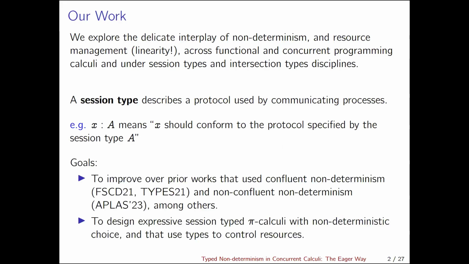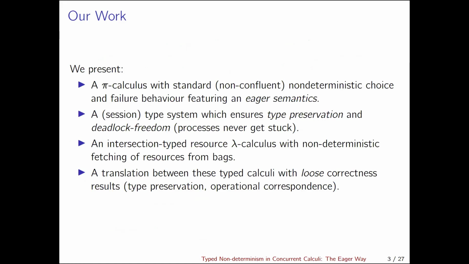So what are our goals, or were when we started working on this? We wanted to design programming languages. We wanted to design an expressive pi calculus that was session typed, and had nice properties such as non-determinism, where you could control how the resources were used, and where you could see when you were failing. That is a big goal, so we started in parts. First we studied confluent non-determinism, and then we started studying non-confluent non-determinism, but with a different semantics. And this work is about confluent non-determinism with eager semantics. And you're going to see why.